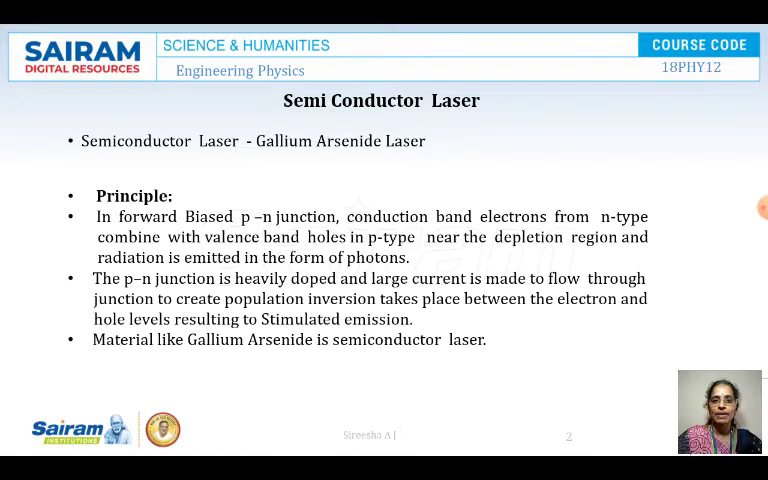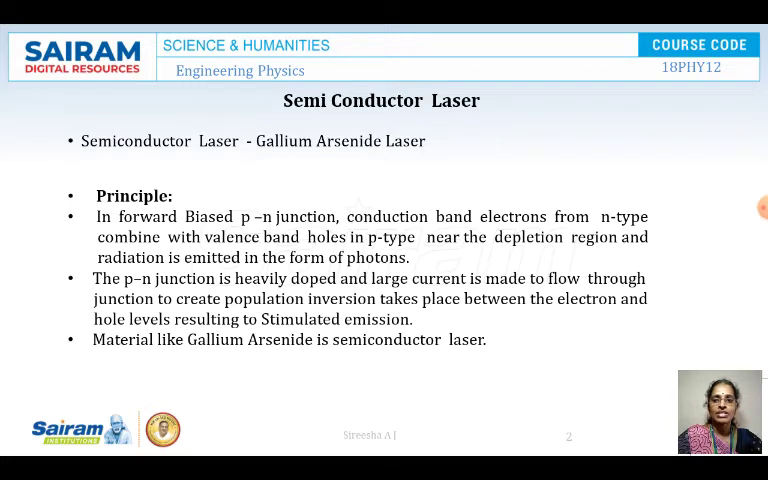So what will happen? The electrons in the conduction band from the N-type combine with the holes in the P-type which are lying in the valence band near the depletion region, and the radiation is emitted in the form of a photon. That means hole and electron are combining near the depletion region from the conduction band to the valence band. So this is leading to an emission of photons. Here we are seeing when is it happening? In the forward bias condition near the depletion region.